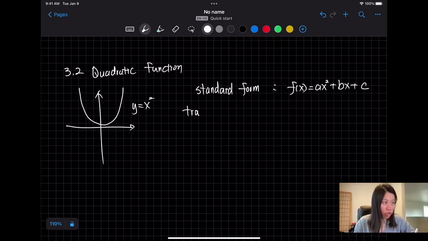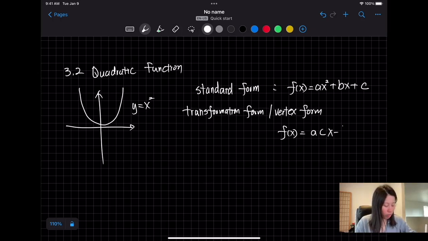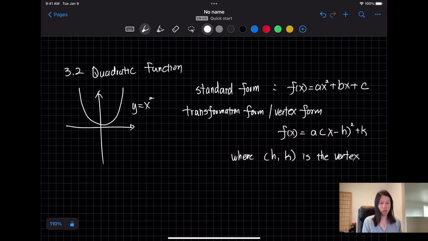And then you also have a transformation form, or we call it vertex form. So for this form, the function is going to look like f(x) equals a(x minus h) squared plus k, where our h and k are the vertex of the function. So why do we call the second one the transformation form? Because with this function, they give you so much information about the graph. What does the graph look like?